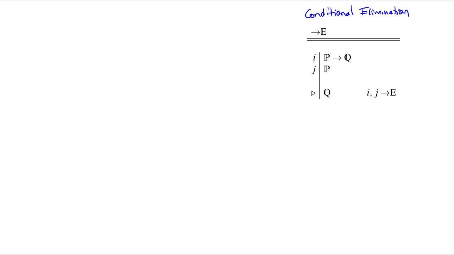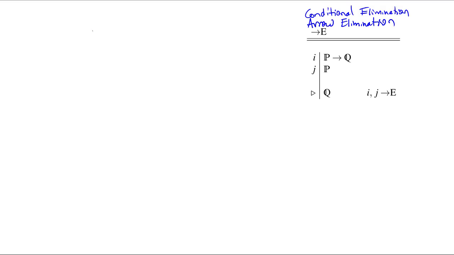What it tells you is that if at any point in your derivation you have a conditional statement, and you also have something that exactly matches the antecedent of that conditional statement, those two things together will give you the consequent of the conditional statement. This is sometimes called arrow elimination.